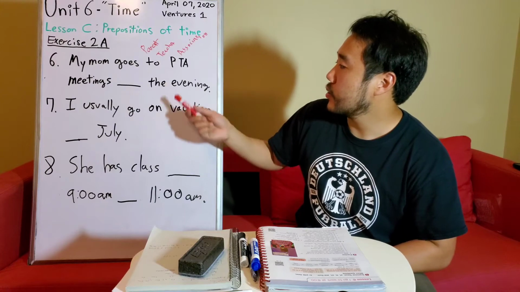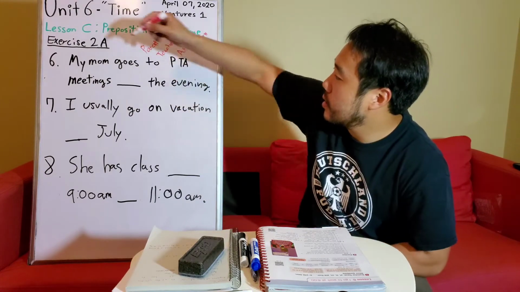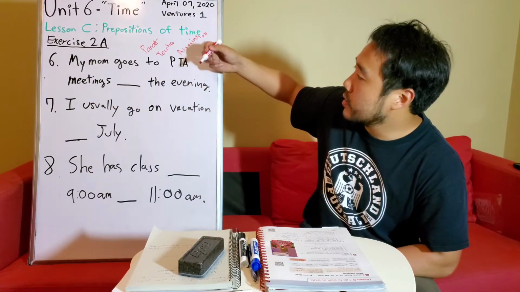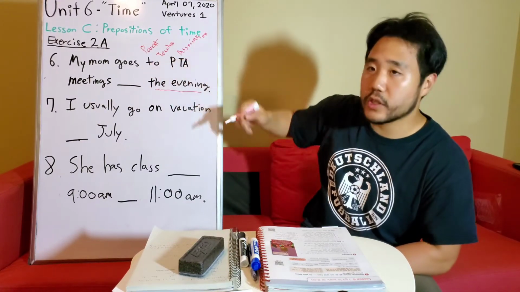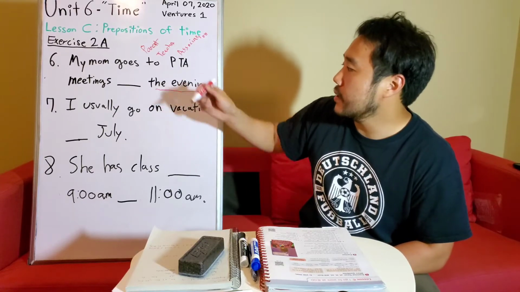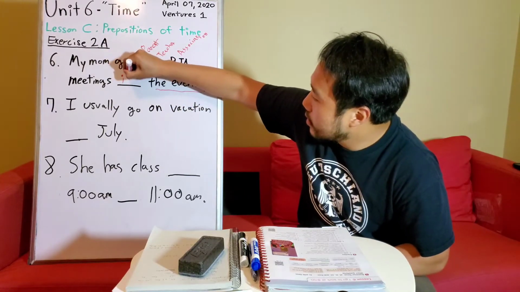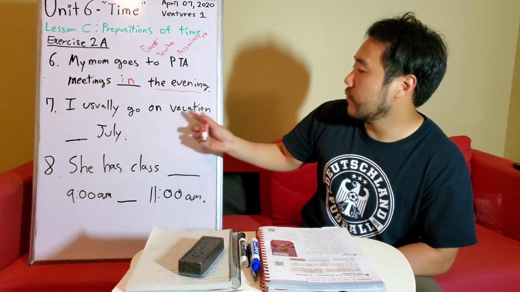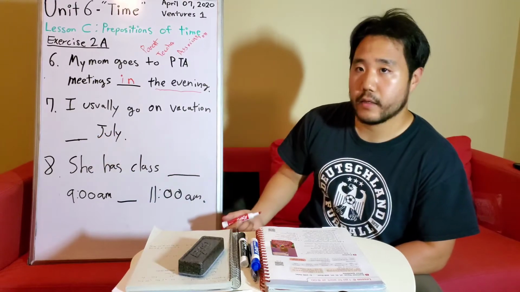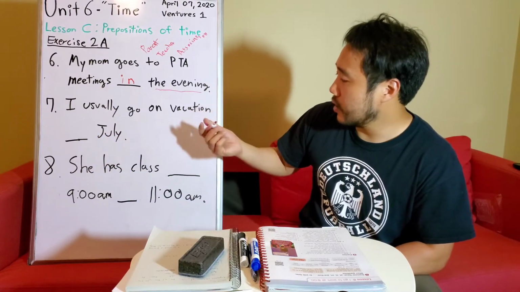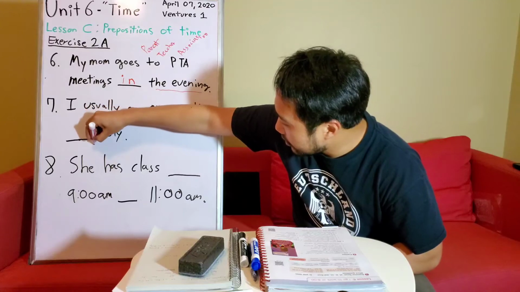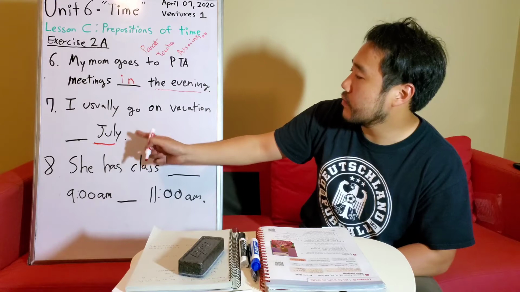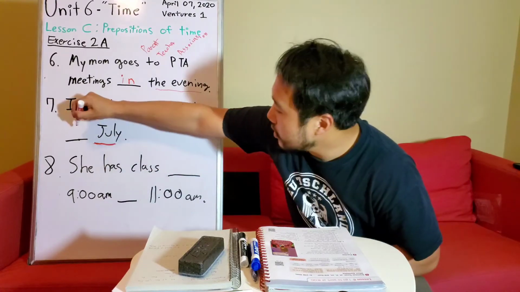But anyway, so here, my mom goes to PTA meetings, blank, the evening. Since it's talking about the evening, which is part of the day, it is in the evening. Number 7, I usually go on vacation, blank, July. So here, this is a month. So the preposition of time for a month is in.